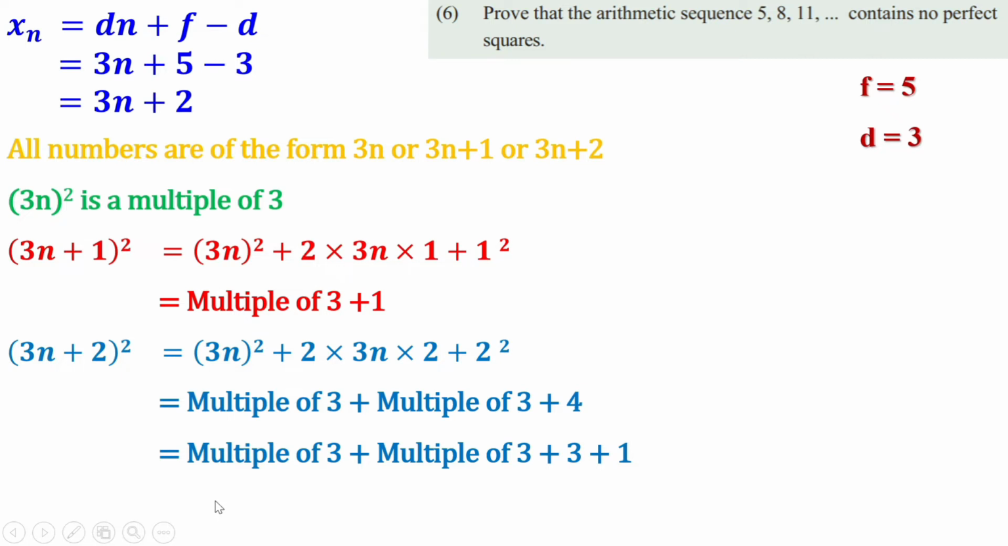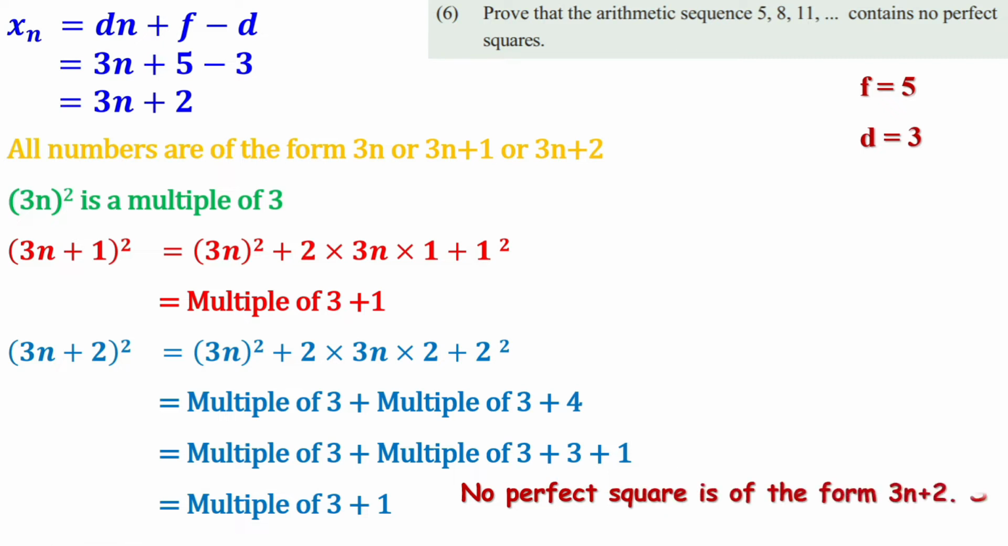So it can be written as a multiple of 3 plus this last one. So the square of all the numbers of the form 3n plus 2 is of the form 3n plus 1, or a multiple of 3 plus 1. That means that is also not a term of this sequence, or we can say no square is of the form 3n plus 2. Therefore, no perfect square is in this sequence.